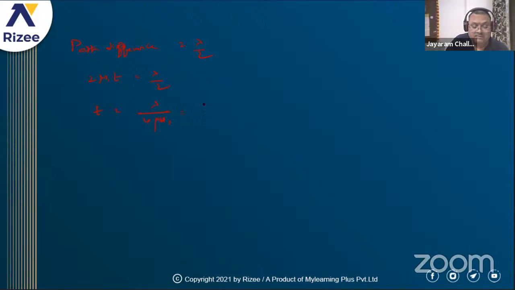So the lambda value is 4,800, and with mu, t into this is lambda by 2. So the t value is 4,800 by 4 into 1.2, which is equal to 1000 angstroms. So the thickness t is equal to 10 to the power of minus 7 meters. So we have got the path difference over there, right, sir?